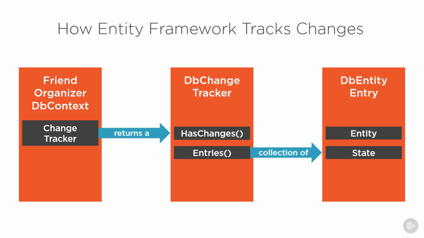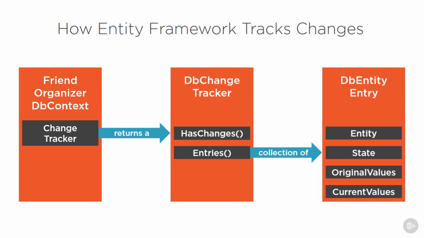The DbEntityEntry class has also the properties OriginalValues and CurrentValues. So you can actually find out what has changed on an entity. But in the Friend Organizer application, we don't want to find out what has changed on an entity, we just want to find out if the entity has changed at all. So we can use the HasChanges method of the DbChangeTracker. But the DbChangeTracker will only work if we keep the FriendOrganizerDbContext alive, so that it can track the changes made to its entities.